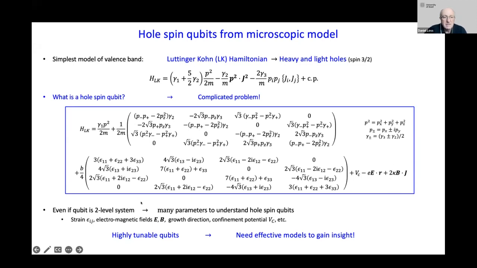So even if in the end the qubit is only a two-level system, it's rather complicated, and there are many, many possibilities to squeeze this out of this object here in the low energy sector. So there are many, many parameters to understand for the control of hole spin qubits, such as strain, electromagnetic fields, growth direction, confinement potential, and so forth. So this, on one hand, is rather demanding. On the other hand, this leads then to highly tunable qubits. And for this, you also need effective models to gain insight.